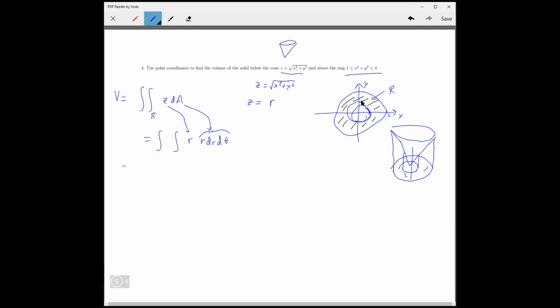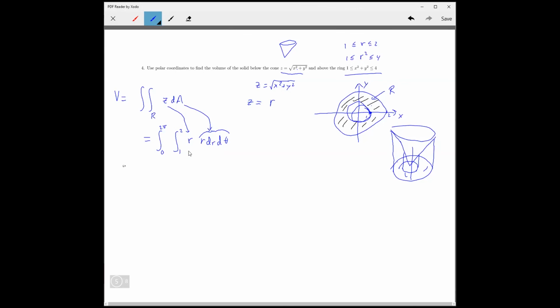Okay, so let's see here. Now we need limits on r. And r is going to go from, this is radius 1 and this is 2. So r is just going to go from 1 to 2. And then theta is going to go from 0 to 2 pi. It goes all the way around, 360 degrees or 2 pi radians, all the way around the circle. I guess this also could be thought of as r squared is between 1 and 4, which means r is between 1 and 2.